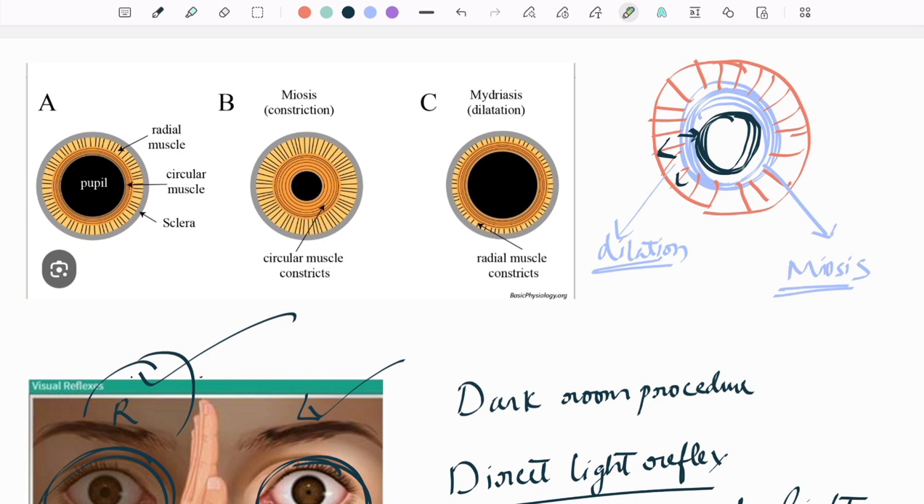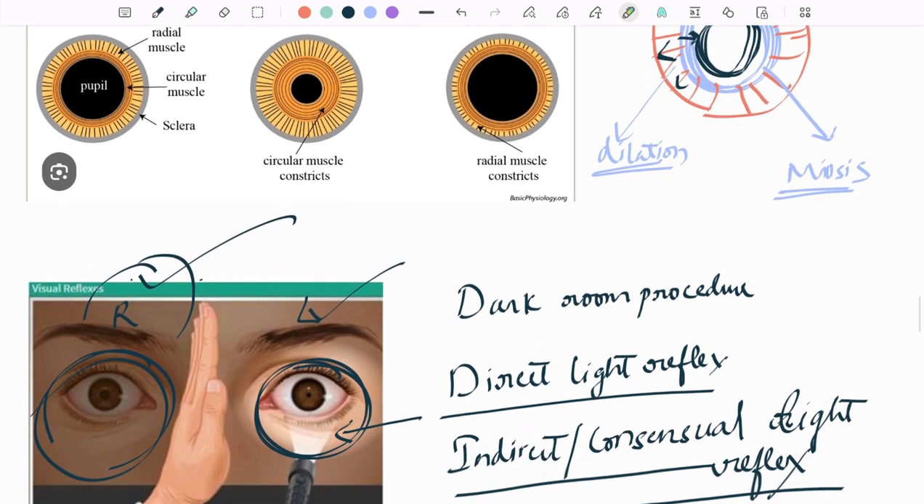And the next video will be about the lesions of the pupillary light reflex as well as the accommodation pathway.